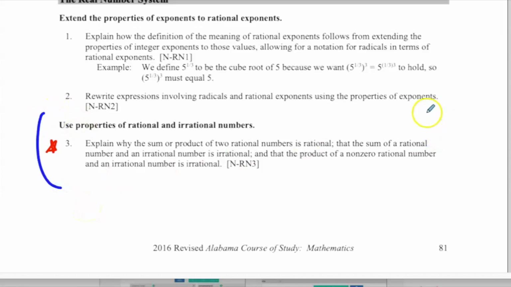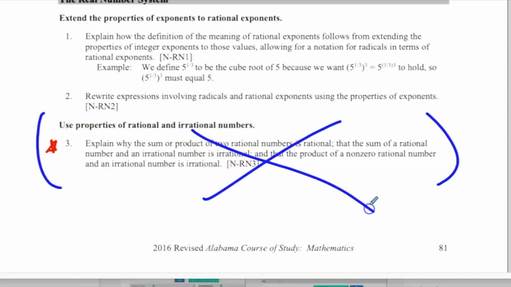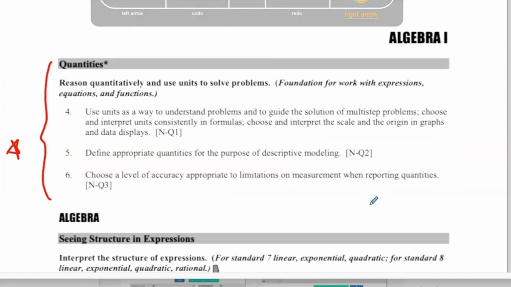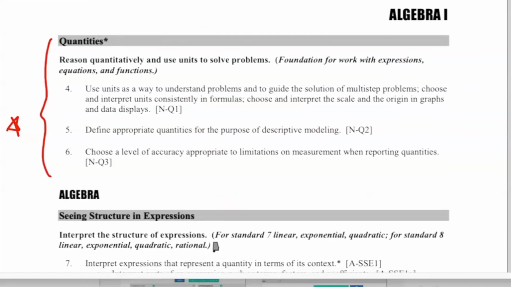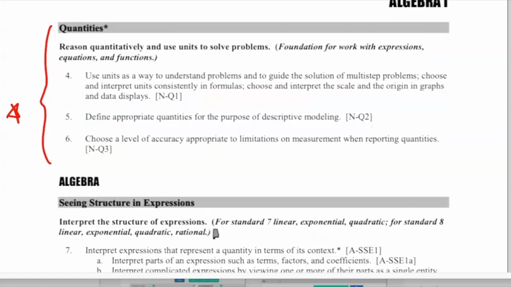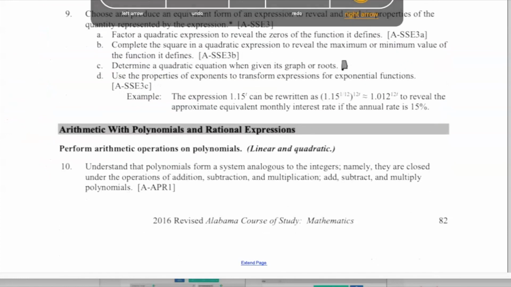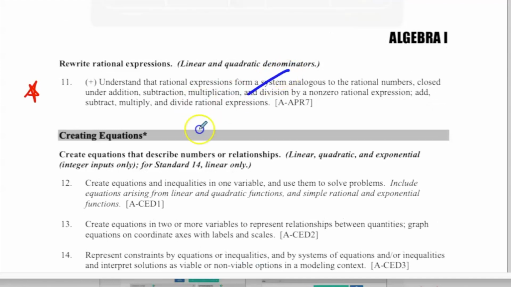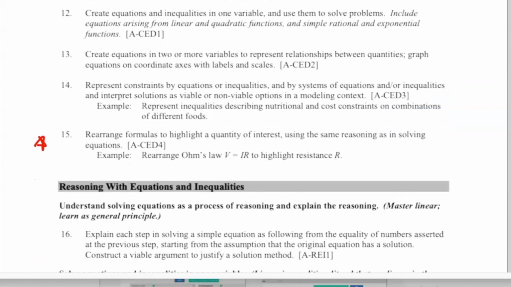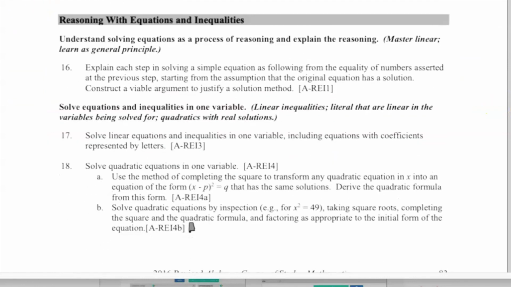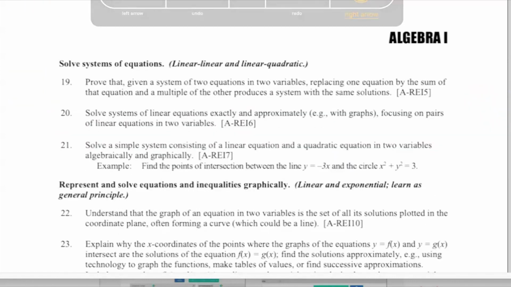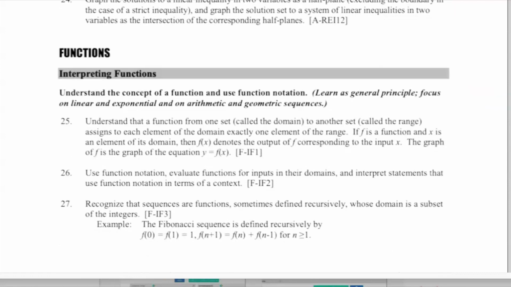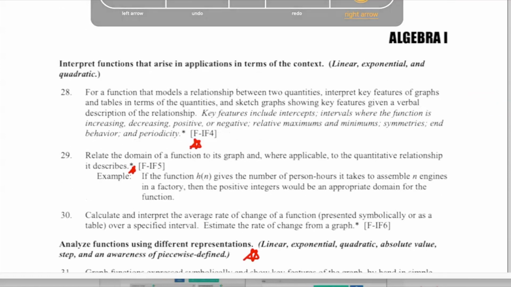So Standard 3 from the previous course of study has been removed. Standards 4, 5, and 6 have also been removed. Standard 11 has been taken out for our new course of study. Standard 15 has been moved to geometry. And like I said, we're just going to go over the major changes on each page, not any major changes there.